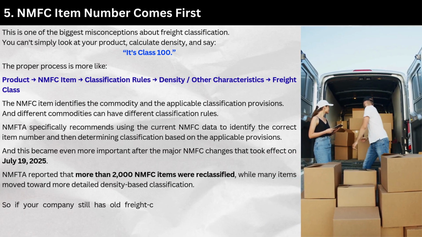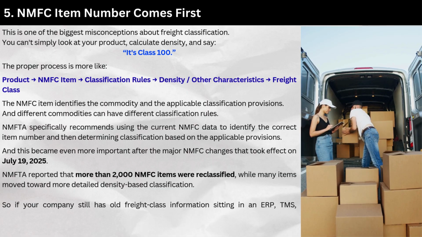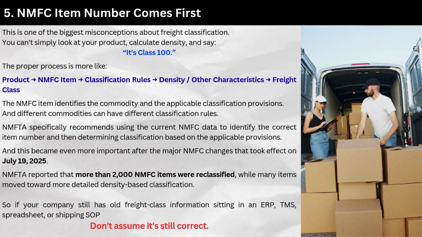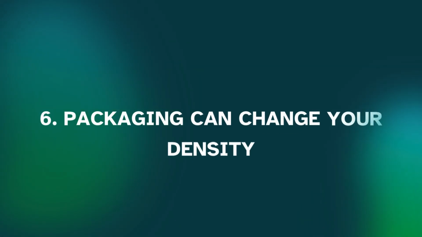So if your company still has old freight class information sitting in an ERP, TMS, spreadsheet, or shipping SOP, don't assume it's still correct. 6. Packaging can change your density.